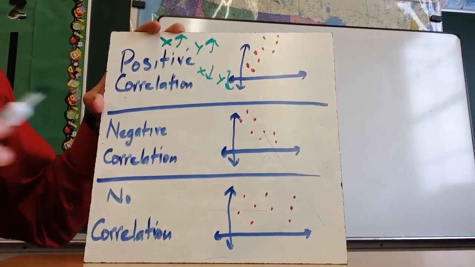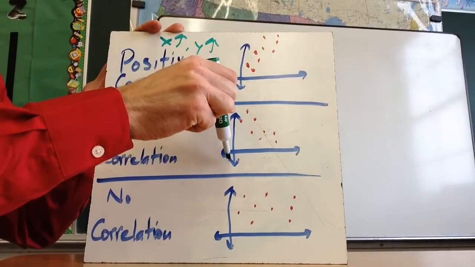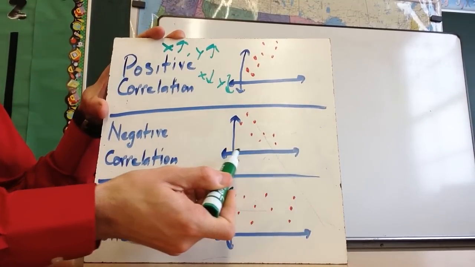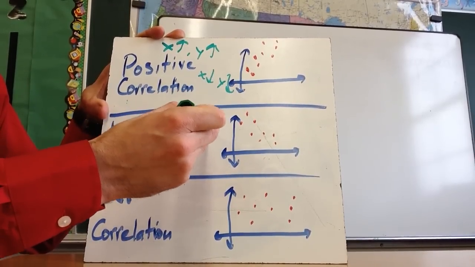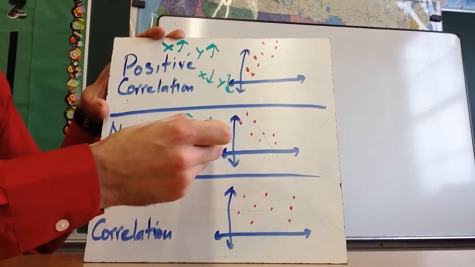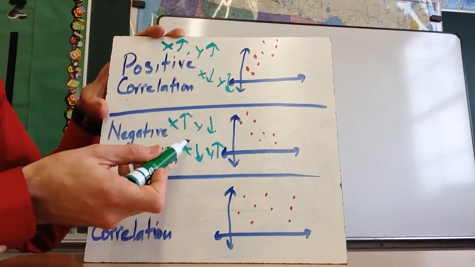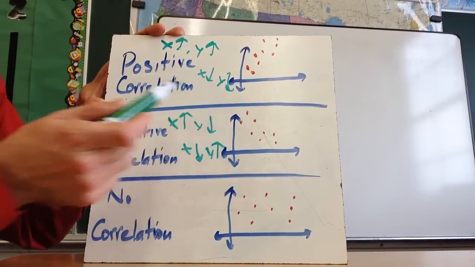Okay? Negative correlation is as x increases, y decreases, or as x decreases, y increases. So negative correlation simply means that x and y are moving in opposite directions. Right? So as x goes up, y goes down. As x goes down, y goes up. Whereas with these, when x goes up, y goes up. When x goes down, y goes down.